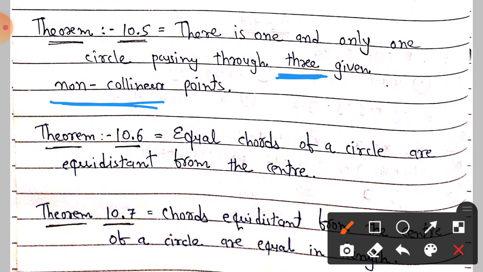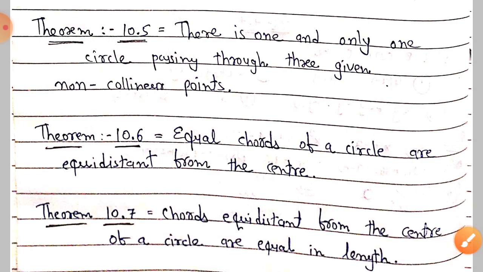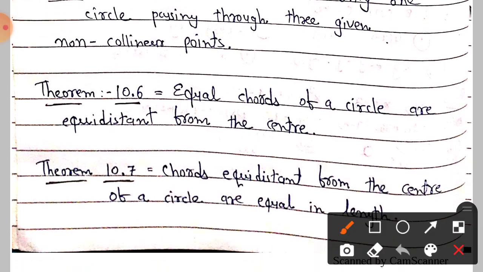So if we take 3 collinear points like this, then only and only one circle can be drawn from these 3 points. Correct? This is our theorem number 10.5. Now next, theorem number 10.6. Equal chords of a circle are equidistant from the center.